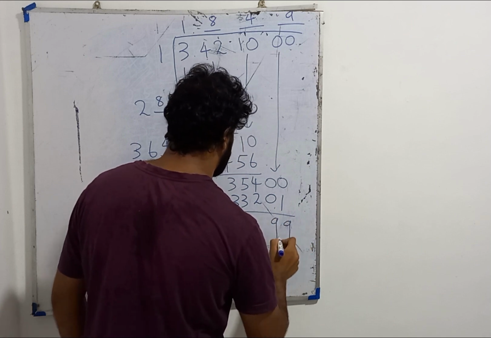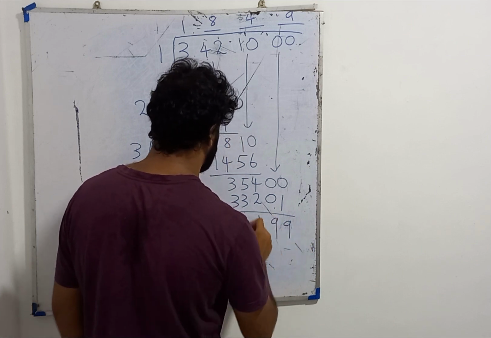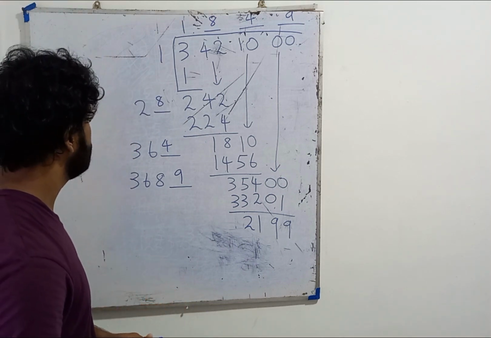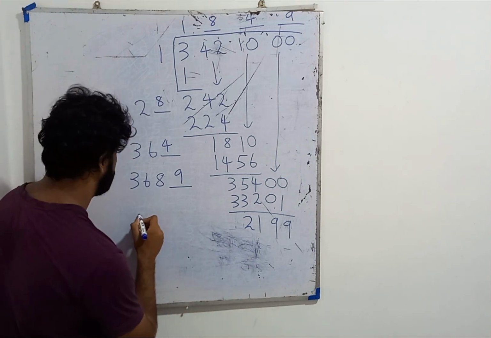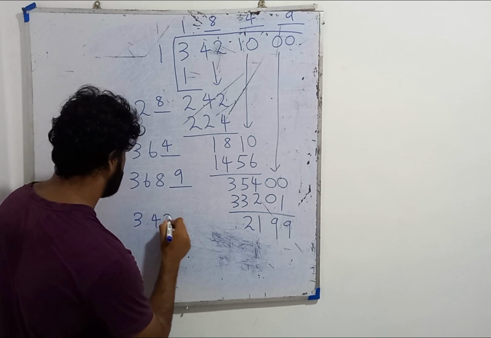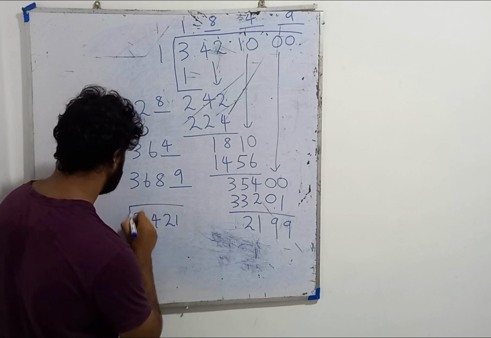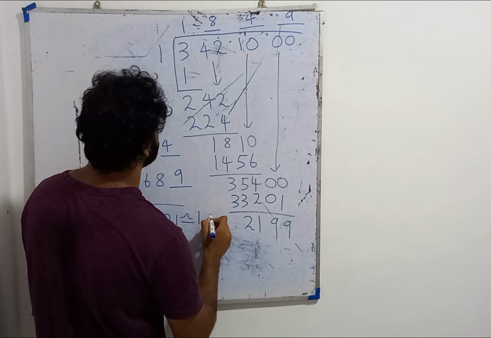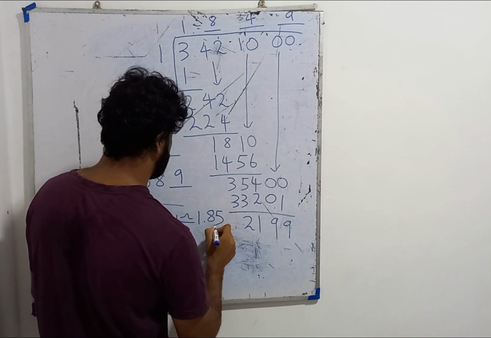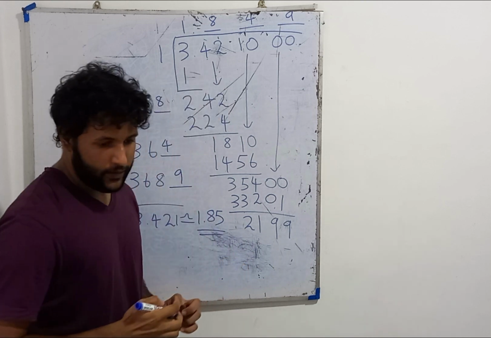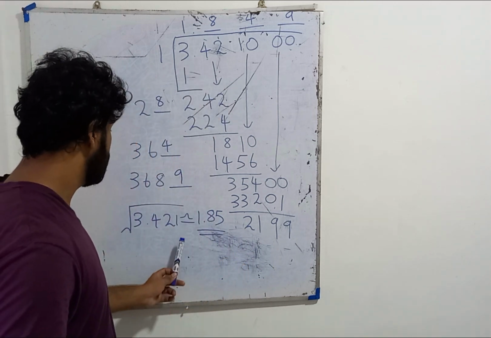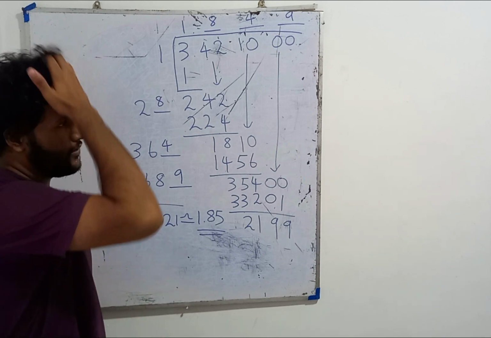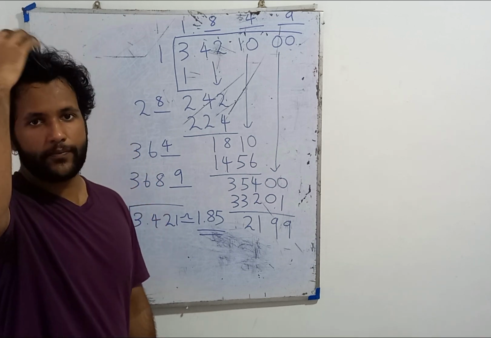9, 9, 1, 2, right? Yes. Then finally the answer: root 3.421 correct to 2 decimal places is going to be 1.85. 1.85 correct to 2 decimal places. Okay, this is the final answer. I hope you can understand.